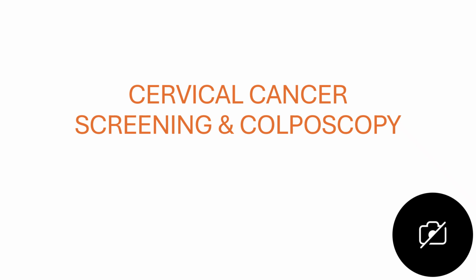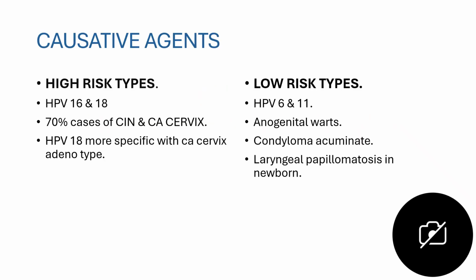Aksa Kayyum, FCPS gynecologist. Let's discuss cervical cancer screening and colposcopy. What are the causative agents? They are divided into high risk types and low risk types. High risk types include HPV 16 and 18. 70% of cases of CIN and cancer cervix are with HPV 16 and 18. HPV 18 is more specific with the adenocarcinoma type of cancer cervix. And the low-risk types include HPV 6 and 11. It causes anogenital warts, condyloma acuminata, and laryngeal papillomatosis in newborns.